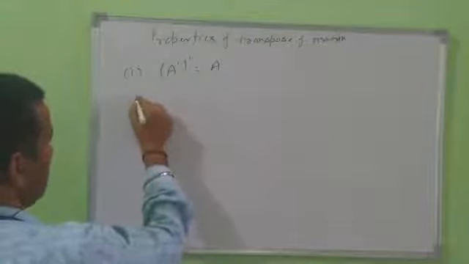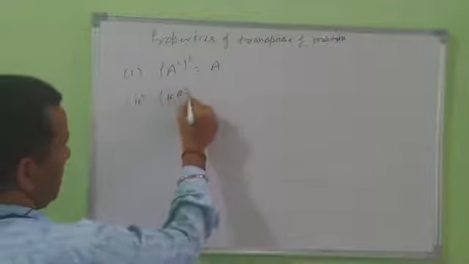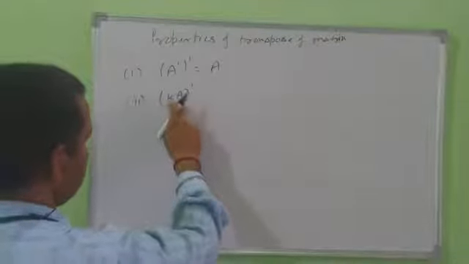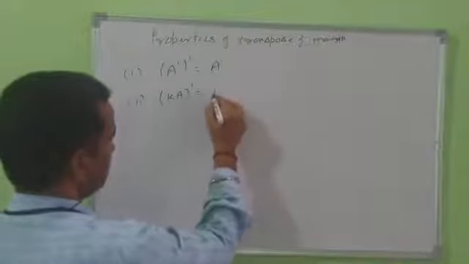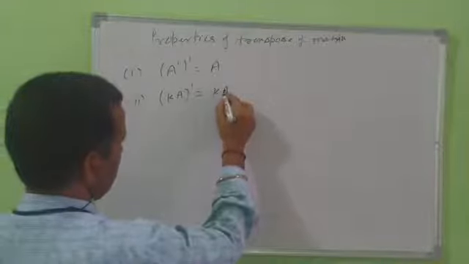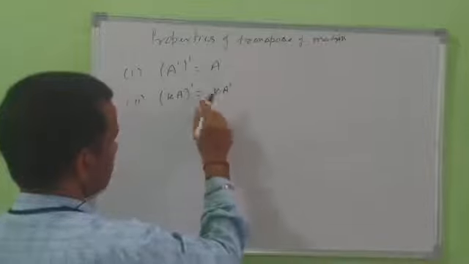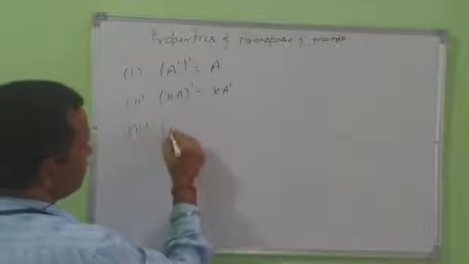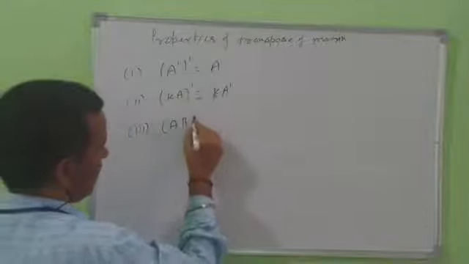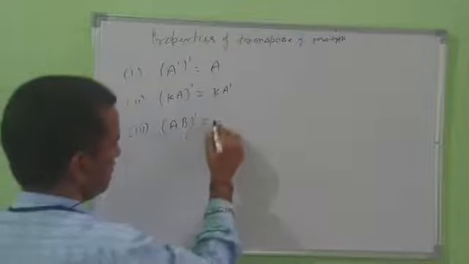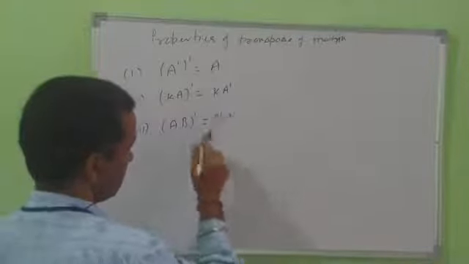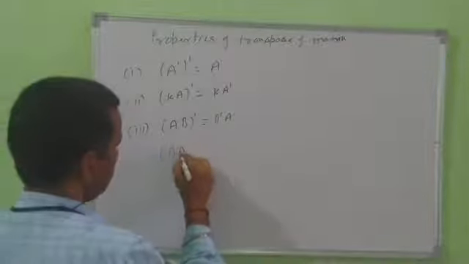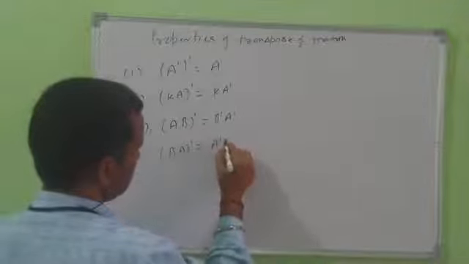Second property: suppose K is any scalar number and A is any matrix, then (kA)' equals kA'. A scalar number does not have any transpose. Third property: suppose two matrices are in product form and you find the transpose of this, then you get (AB)' equals B'A'. When you write AB, then you write B'A'. Suppose you write (BA)', then we write A'B'.